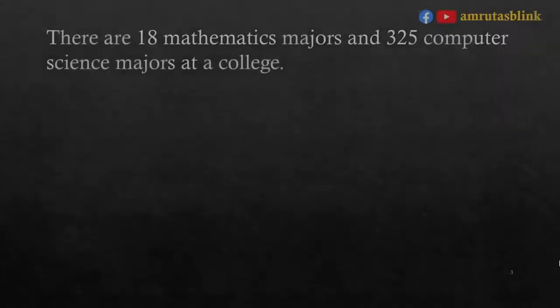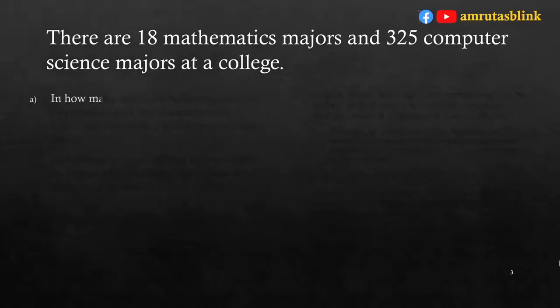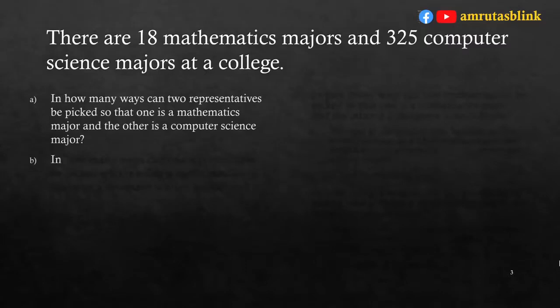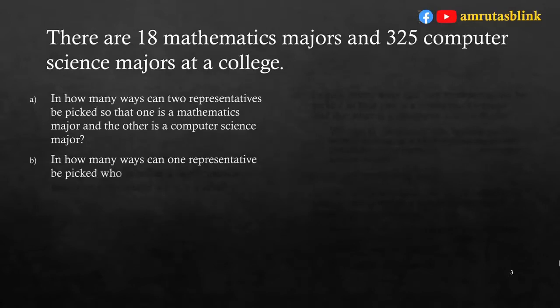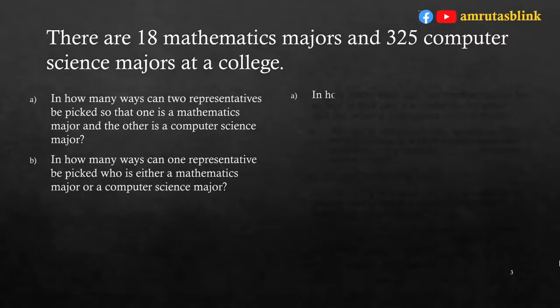There are 18 mathematics majors and 325 computer science majors at a college. In how many ways can two representatives be picked so that one is a mathematics major and the other is a computer science major? And we also need to calculate in how many ways can one representative be picked who is either a mathematics major or a computer science major.